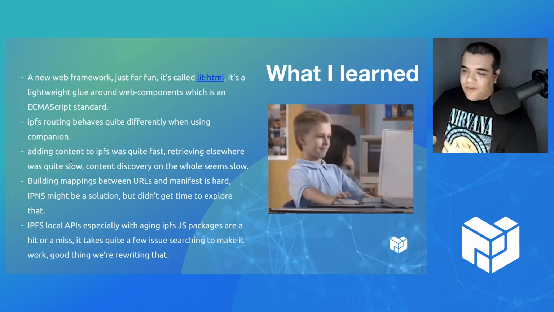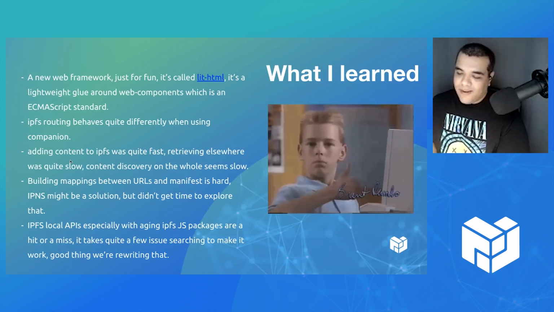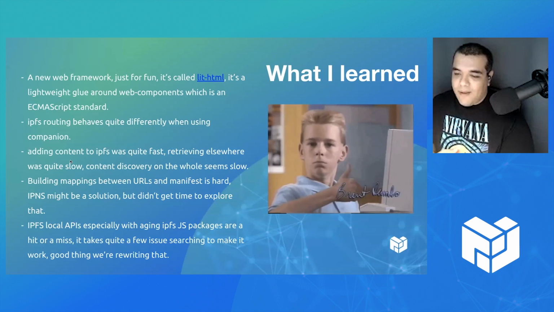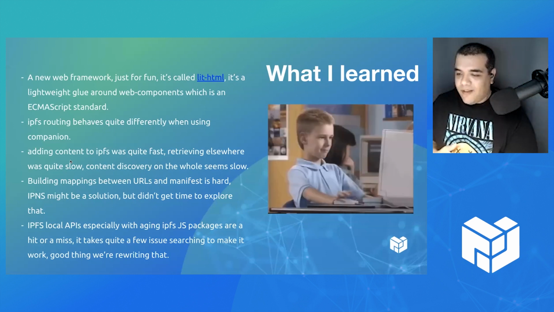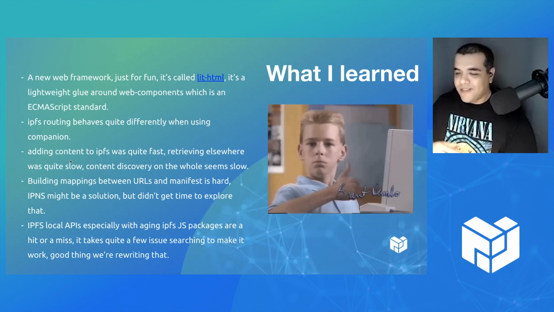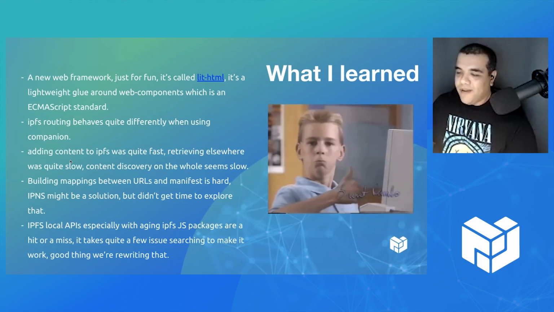Building mapping between URLs and manifests is really hard. IPNS might be a solution, but I didn't get time to explore that. So I would like to learn more about that. And IPFS local APIs are somewhat aging with IPFS.js. Good thing we are building it again. So hopefully we can have a better API going forward.